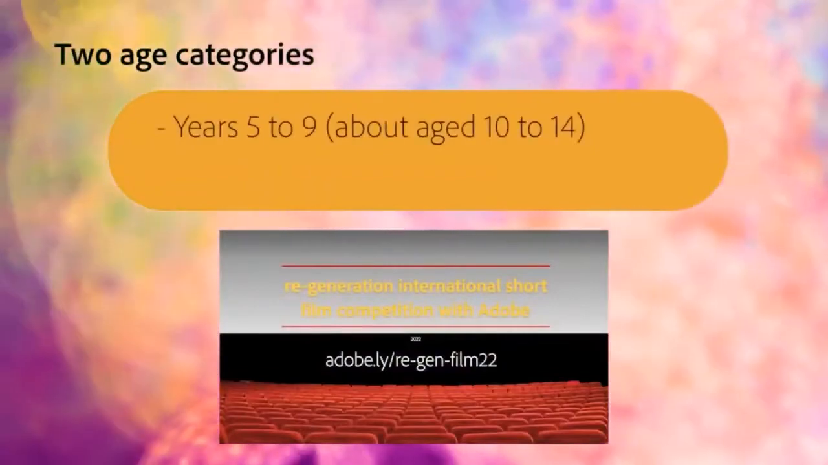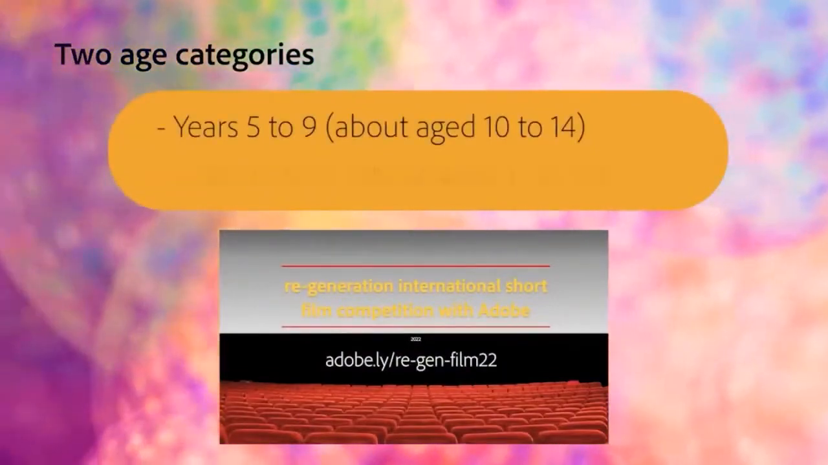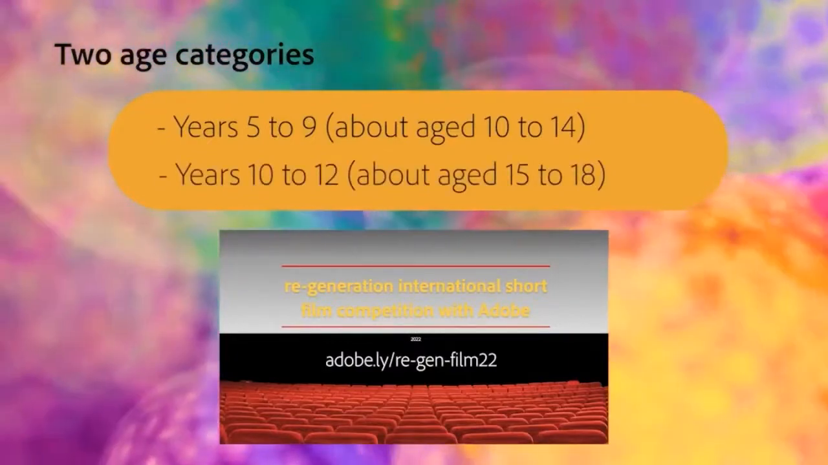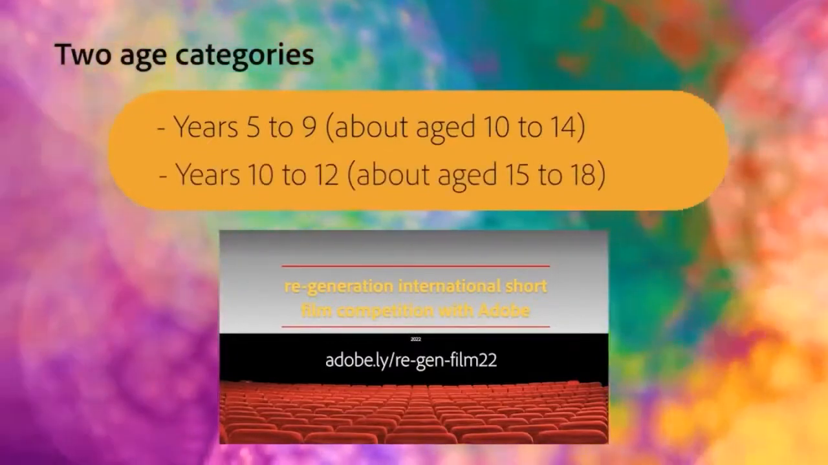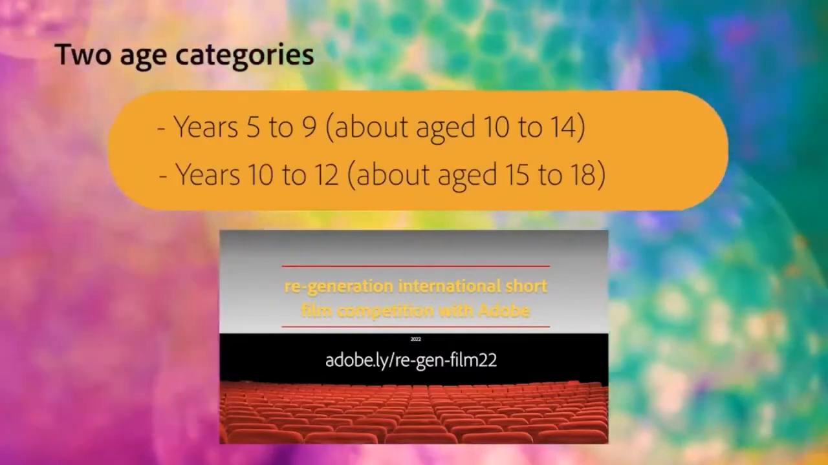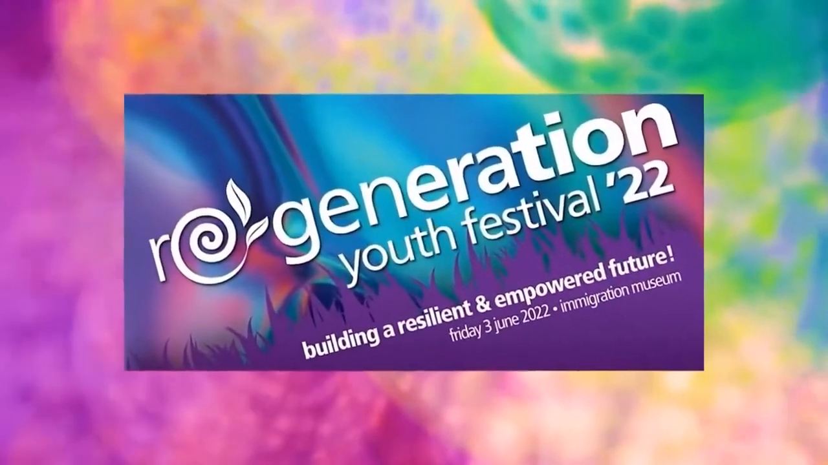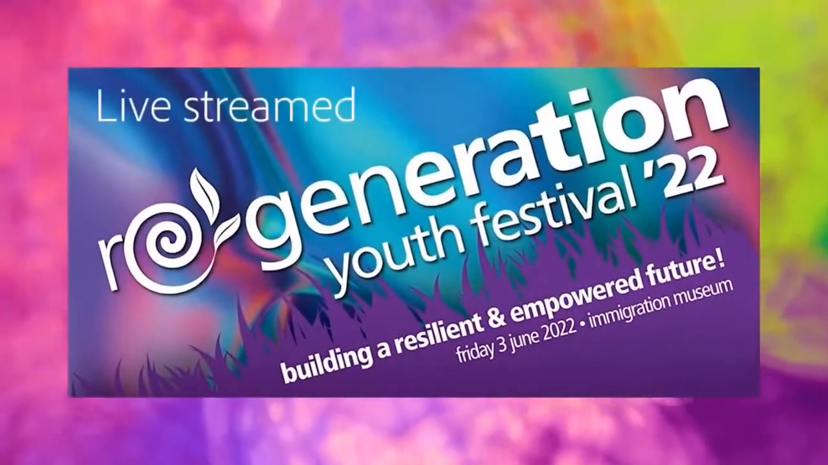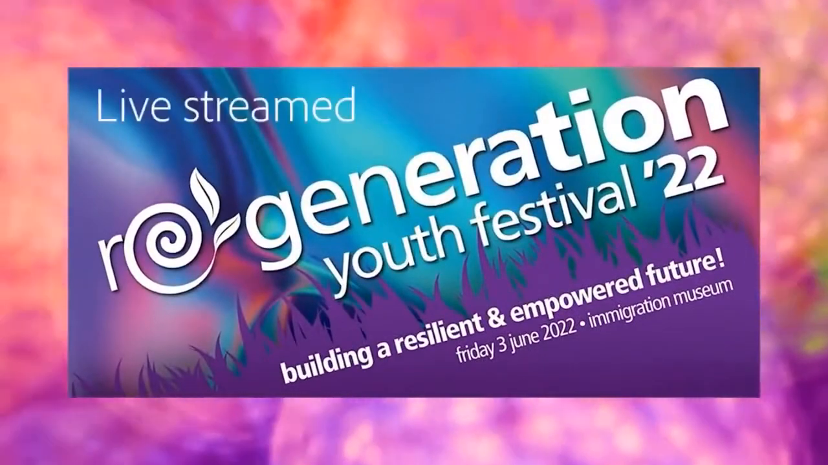There are 2 main age categories for this film competition. Years 5 to 9 students, about aged 10 to 14, and years 10 to 12 students, about aged 15 to 18. Winning entries from each section will be showcased at the Regeneration Festival on Friday the 3rd of June at the Immigration Museum in Melbourne and live streamed out to those who live outside of Melbourne.